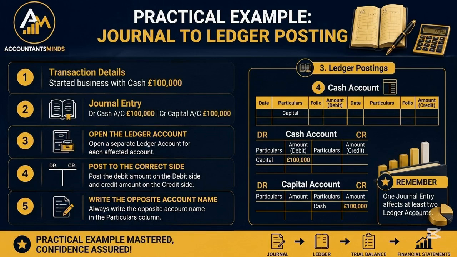Next, we post the capital account. Capital is credited in the journal. Therefore, we record it on the credit side of the capital ledger. In the particulars column, we write cash. Notice something important. One journal entry created entries in 2 different ledger accounts. This is how every transaction is classified in accounting.